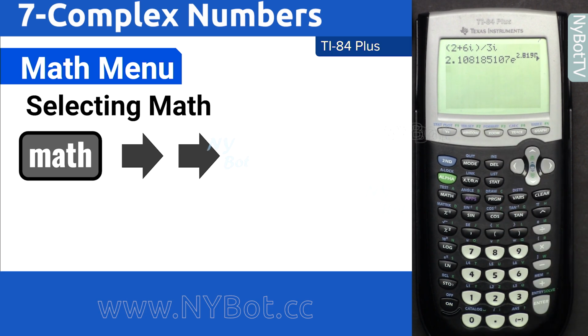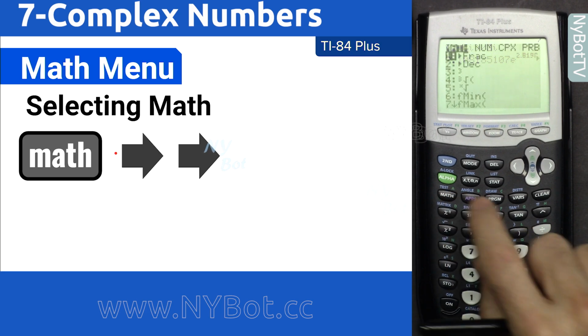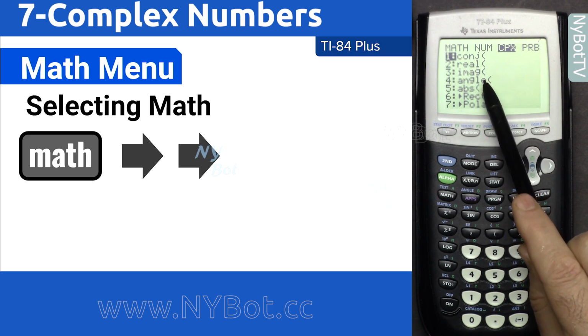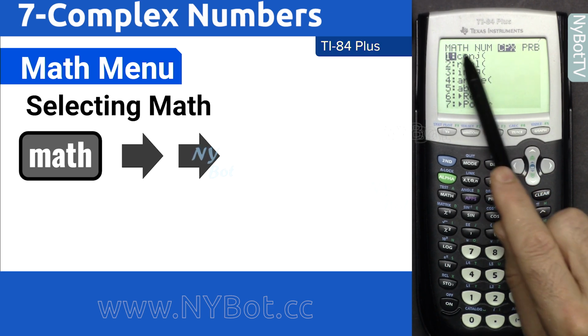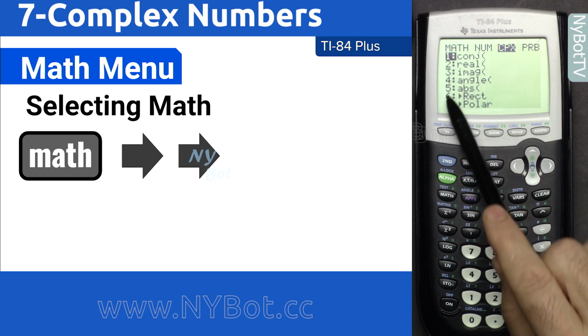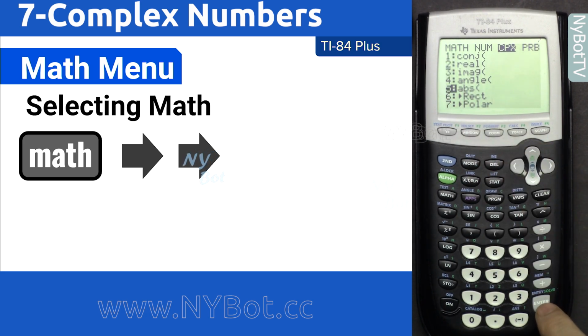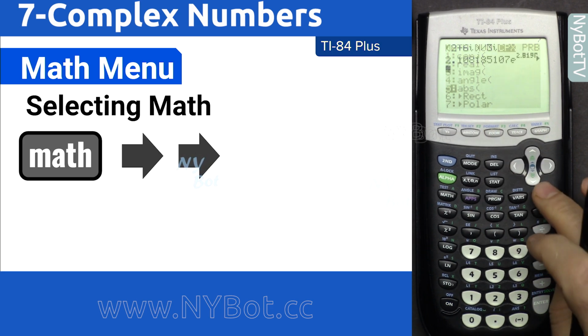Now if we go to math mode, press math, and then once, twice, we see all these options available. We have conjugate, real, imaginary, angle, all these. Beside each we have a shortcut. We either press that number or go down and press enter to select it, which I'm going to explain one by one. Press clear to exit.